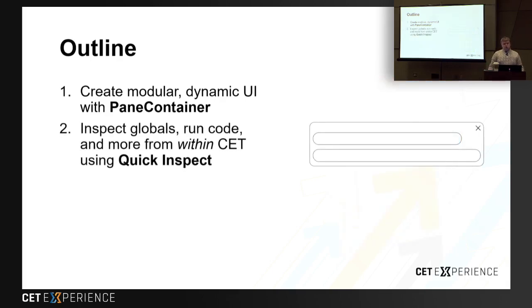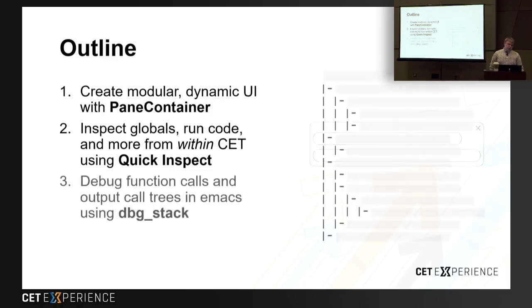Next, I'm going to be talking about a tool called Quick Inspect. A lot of you hopefully have seen the inspector before, when you alt-click on an object in CET and you get a tree view with a bunch of information about the class. This is related to that tool. It's a shortcut into it without having to inspect a particular object, but you can arbitrarily inspect any expression that you want just directly in CET. So I'll show you how that works.